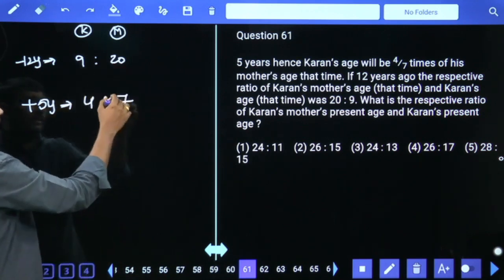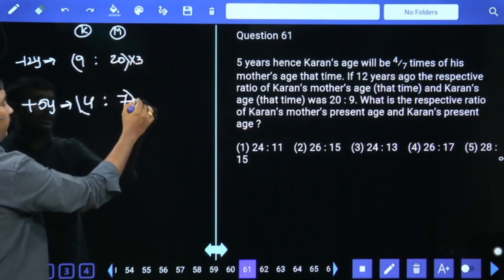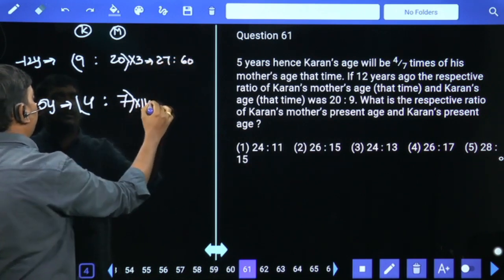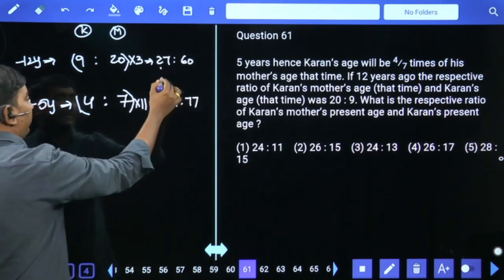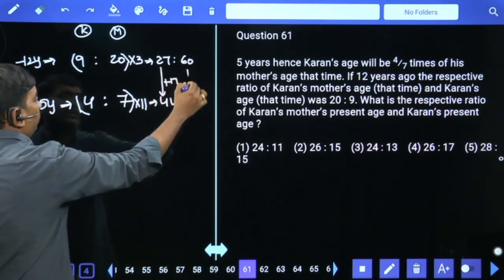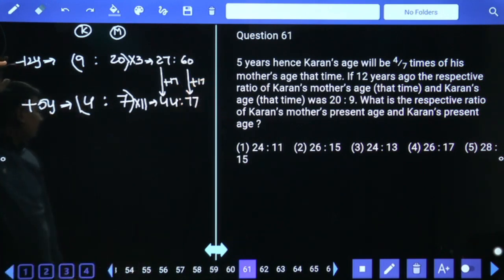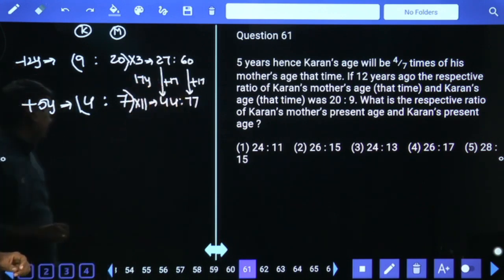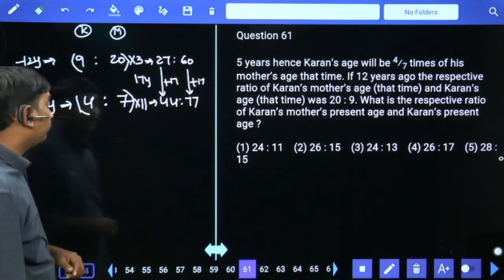Try to make the common difference the same. Multiply the first ratio with 3 and the second ratio with 11. That gives 12:21 and 99:220, which become 27:60 and 44:77. The gap of 17 years, from 12 years ago to 5 years hence, corresponds to 17 parts. So 1 part is 1 year.